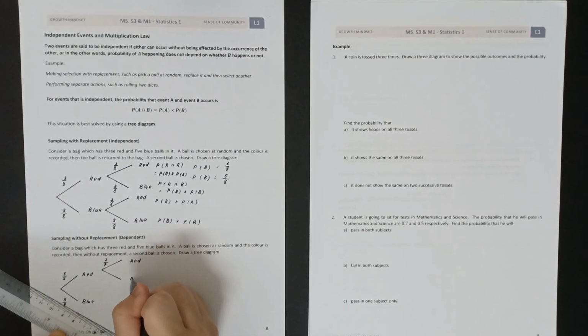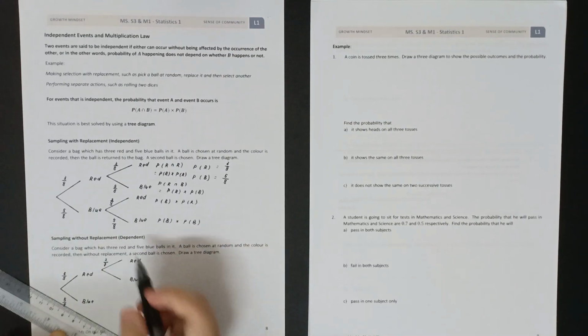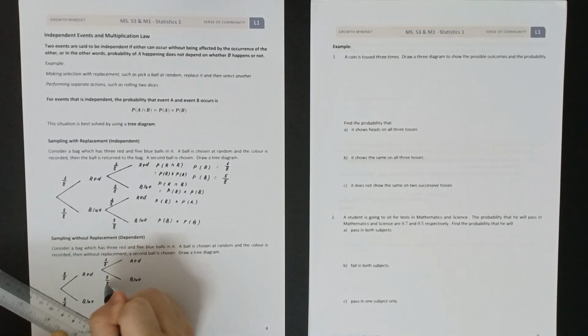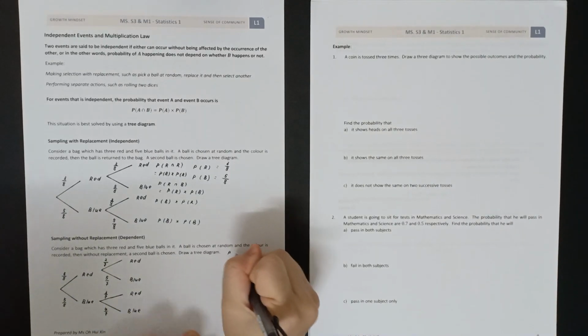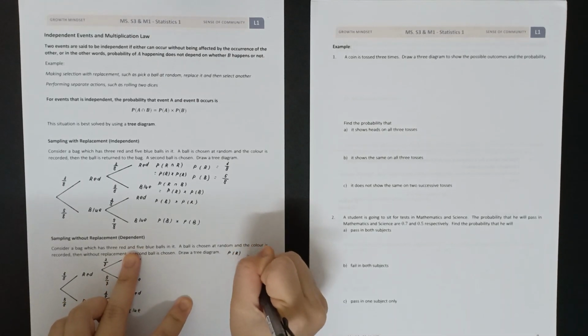So how about the blue one? I will still have 5, so it is 5/7. Okay? It's the same thing for blue. If blue is selected in the first outcome, then the red ones, I will still have 3, so it's going to be 3/7. And the blue one was from 5; I already picked one and didn't return it, so I have 4 left. So 4/7.